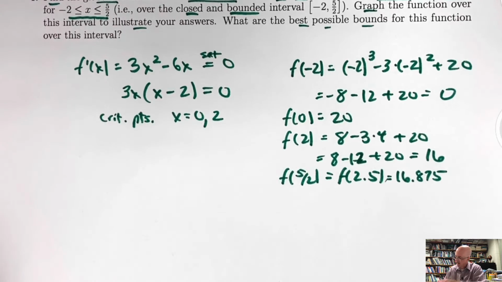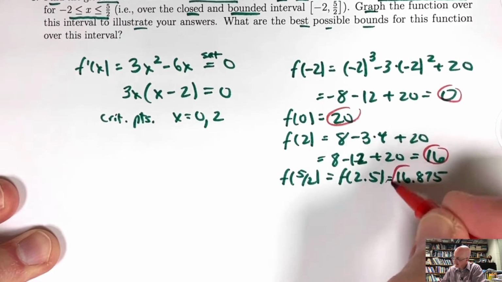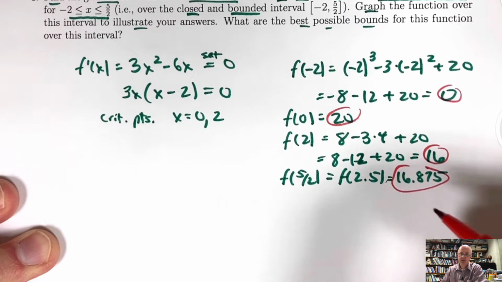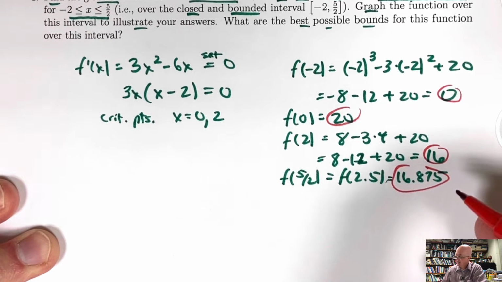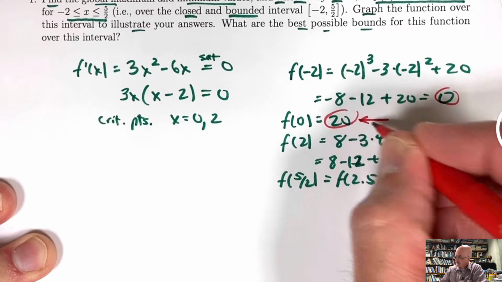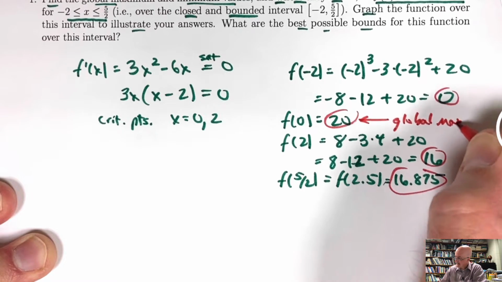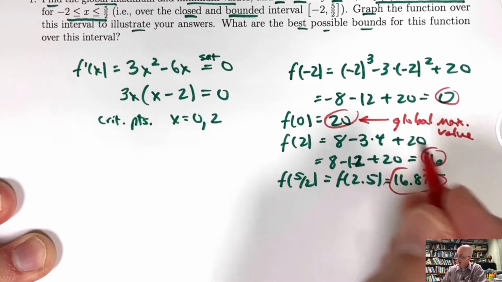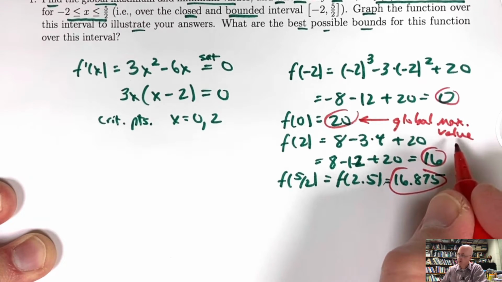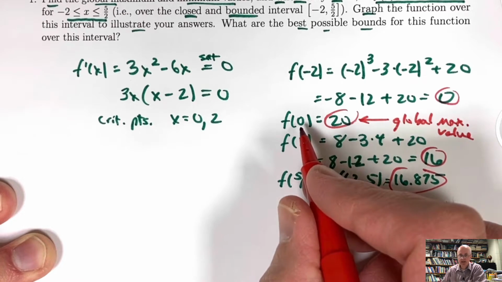Now look at these outputs. What are the outputs? They are 0, 20, 16, and 16.875. Whichever one is biggest is the global maximum value, and whichever one is smallest is the global minimum value. 20 is the biggest one. That is the global max value. And it occurs at x equals 0, right? Value means output. We're looking at the outputs of the function. That's the biggest possible output in this interval. It occurs at x equals 0.